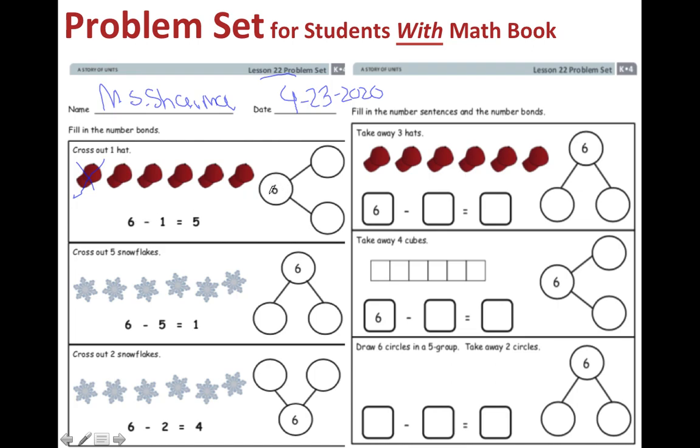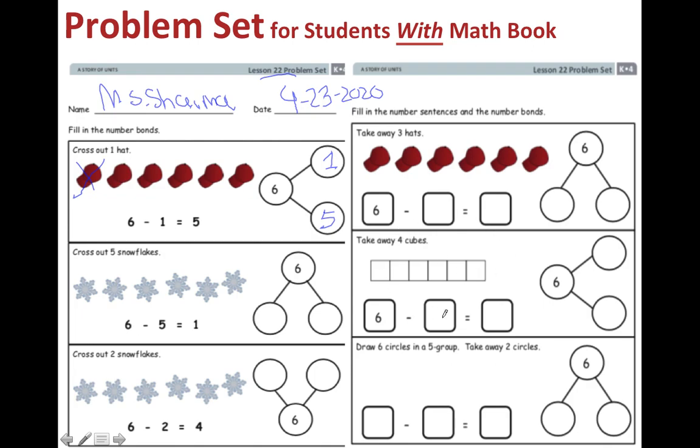So as you can see in the number bond, they already gave you the whole, which is 6. The 2 parts are the 1 hat that we crossed off and the 5 hats that are still not crossed off. So we know 5 and 1 gives us 6, right? Let's do 1 more so you can do the rest of them together.